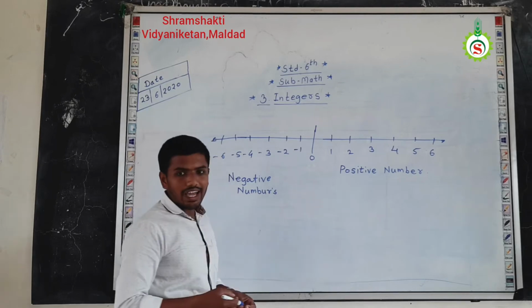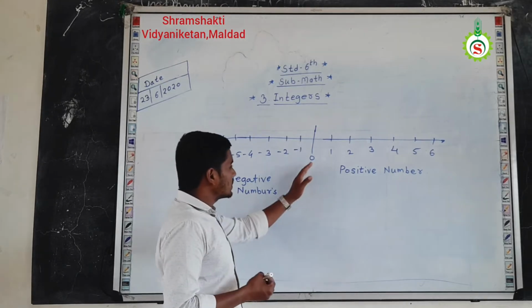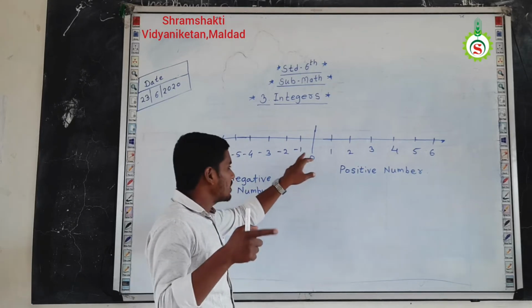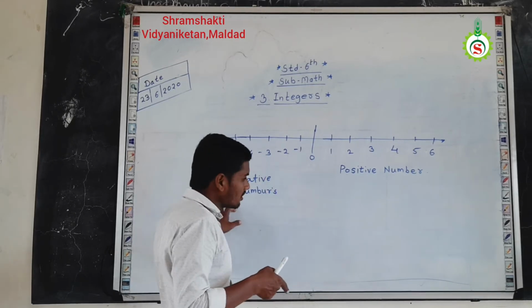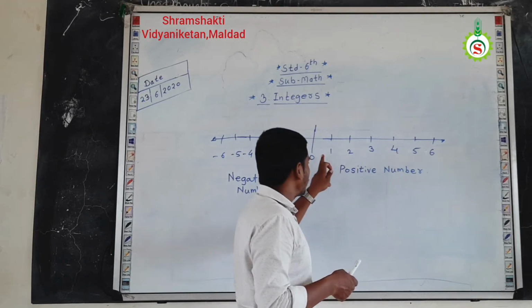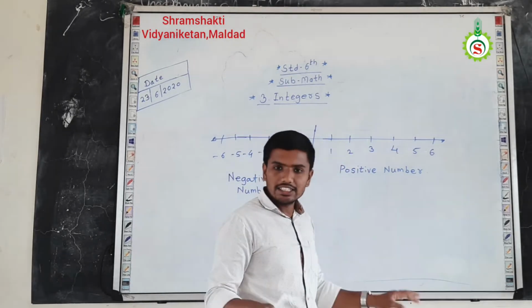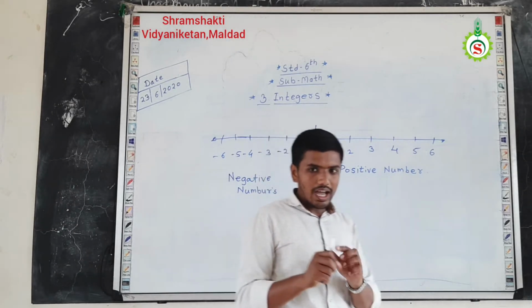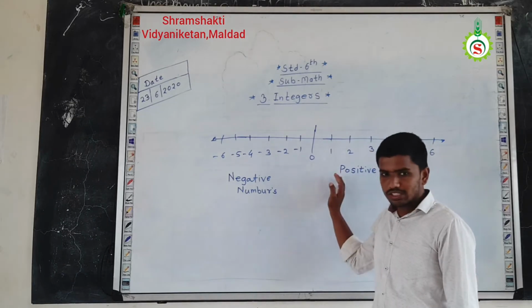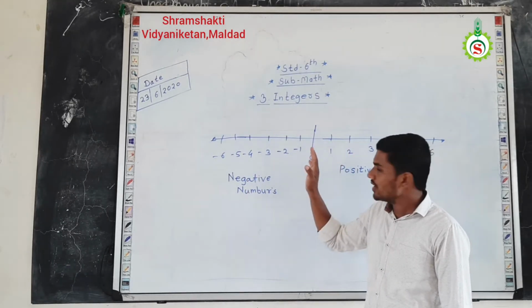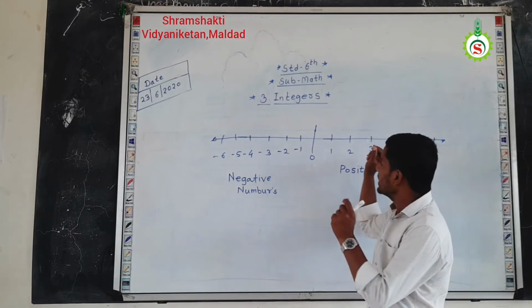Negative numbers are the numbers which are below the 0 or the numbers which have a minus sign. And the numbers which are above the 0 or which have a plus sign or don't have any sign are called positive numbers. So students, are we able to identify which are the positive numbers and which are the negative numbers from the integers? So that is the basic idea for integers.